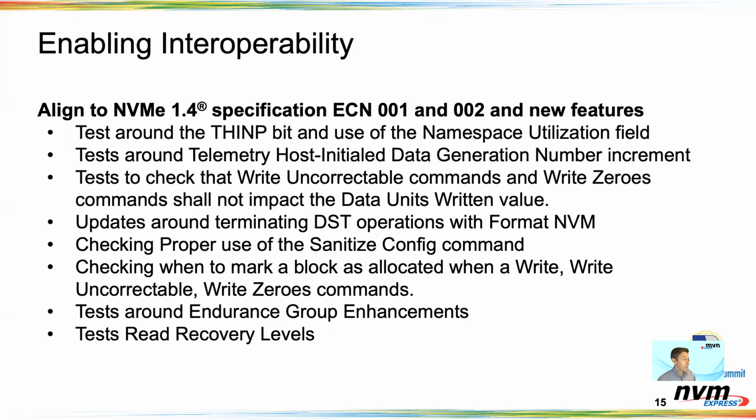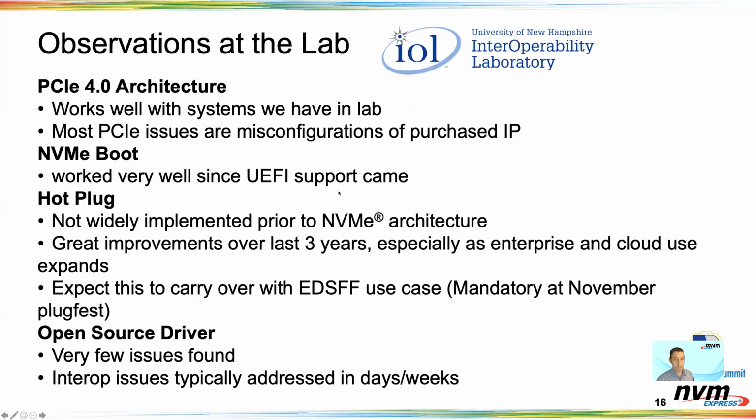We added some tests around the sanitize config command, and then also about when blocks are marked as deallocated, that they should be marked as allocated when a write command occurs. And there's some special cases around, again, write uncorrectable and write zeros. So we added some tests for that, as well as around endurance groups. So lots of changes there. And again, we do those changes about twice a year to align to the specification. Again, if you're interested in specifics there, I'd really encourage you to dig into the test plan itself.